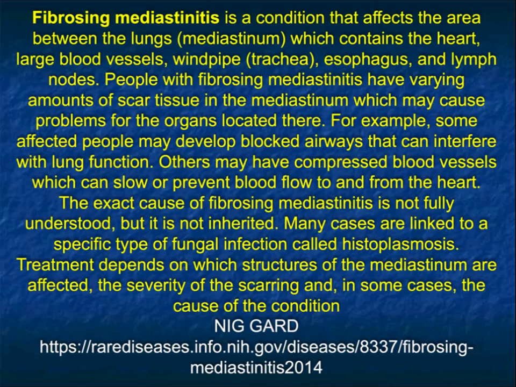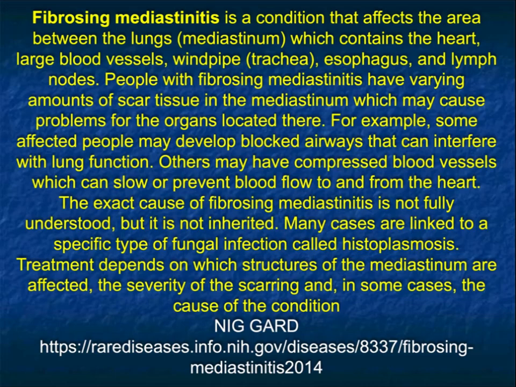So what are we dealing with? Another example of fibrosing mediastinitis. A very tricky and difficult case. It's a condition that affects the area in the mediastinum, which contains heart, blood vessels, trachea, esophagus, and lymph nodes. People with fibrosing mediastinitis have varying amounts of scar tissue in the mediastinum, and the process is very difficult in terms of what organs are involved and how to treat the patient.